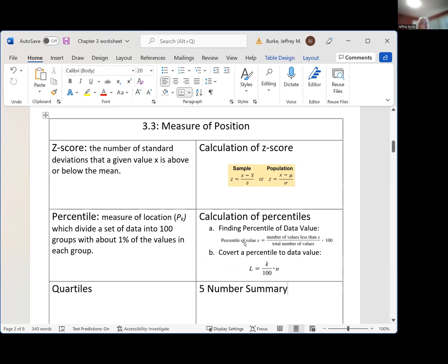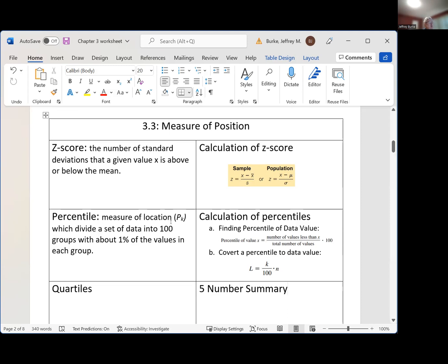So we want to find out the percentile of a value X. We're going to take the number of values that are less than X, order the data from least to greatest, divide by the total number of values, and multiply by 100. That L is going to be a locator, and there's going to be a rounding rule, which requires us to round this up. So again, when we do the calculations, we'll go over that. But here's just a reference of where the information is going to be.